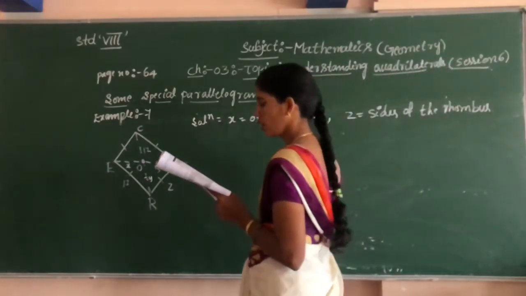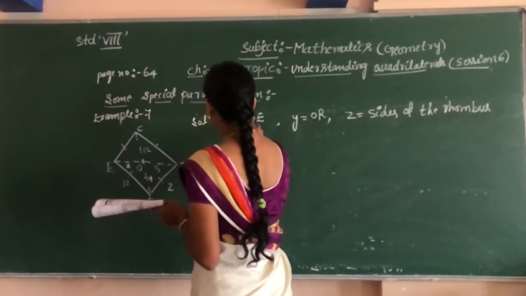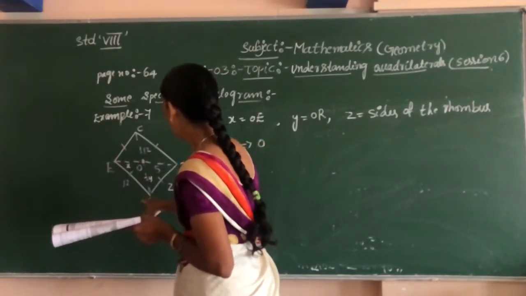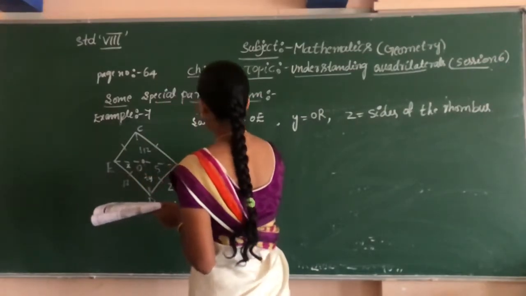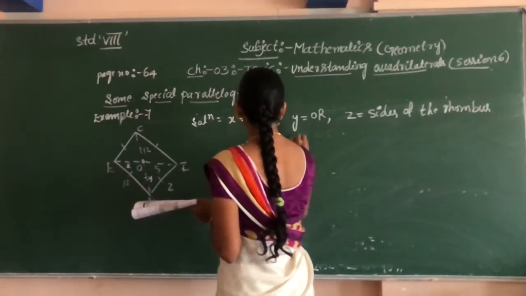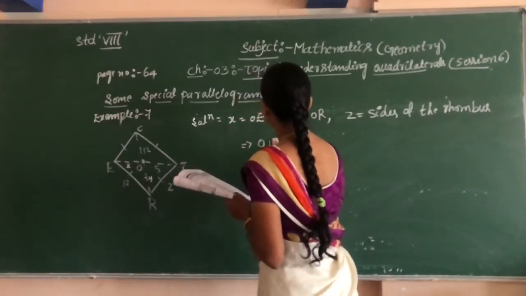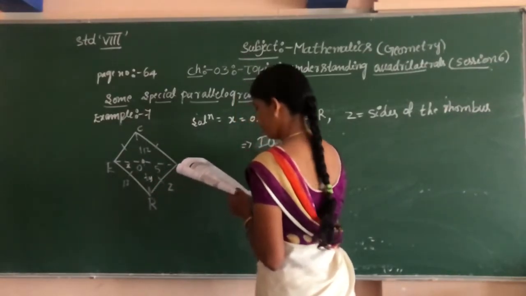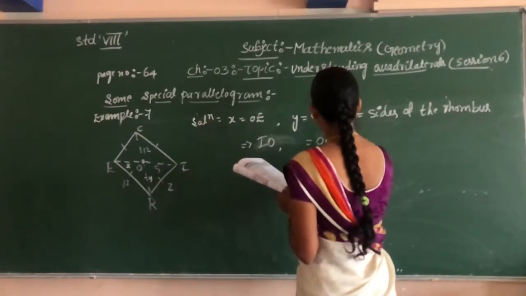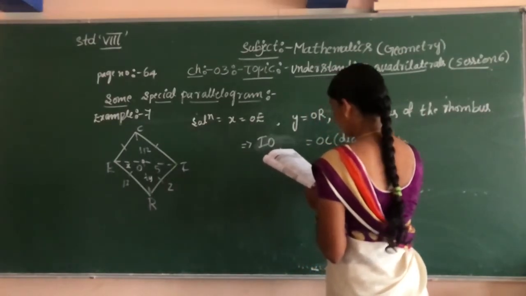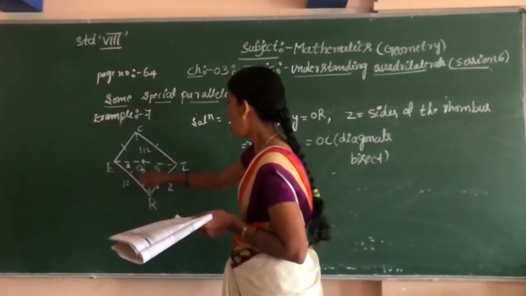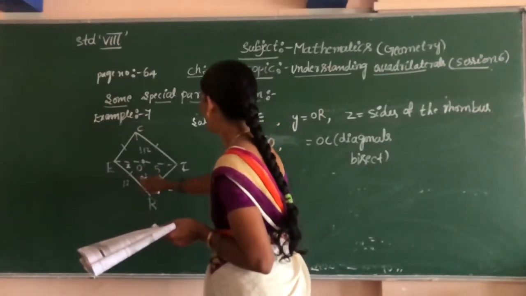Okay. Next, OE is nothing but OI. This is on the same straight line, no? EO is nothing but IO. OR is nothing but OC, because the diagonals bisect each other. OR is equal to OC.